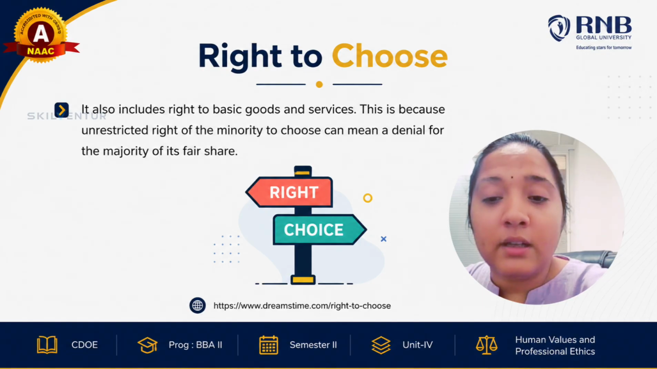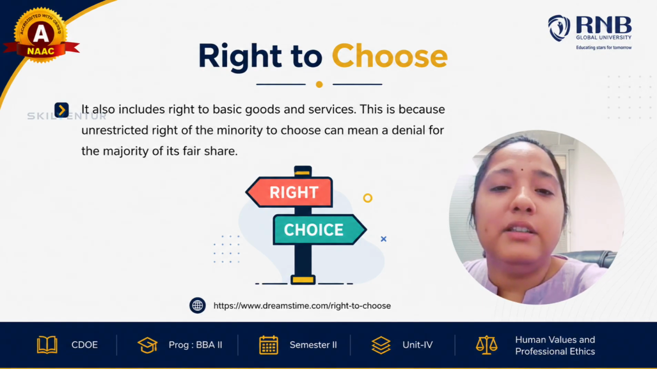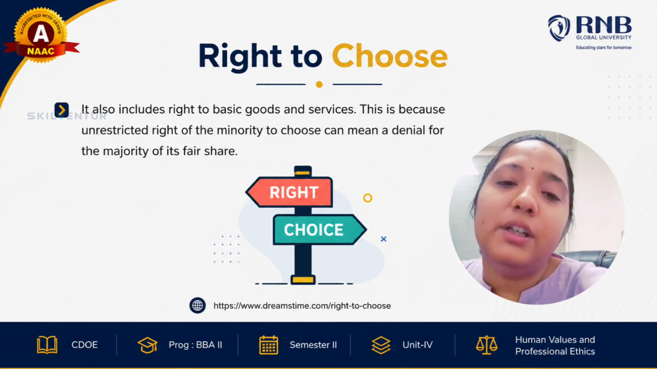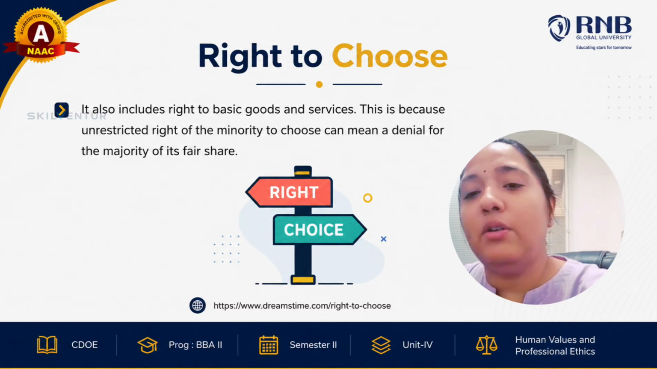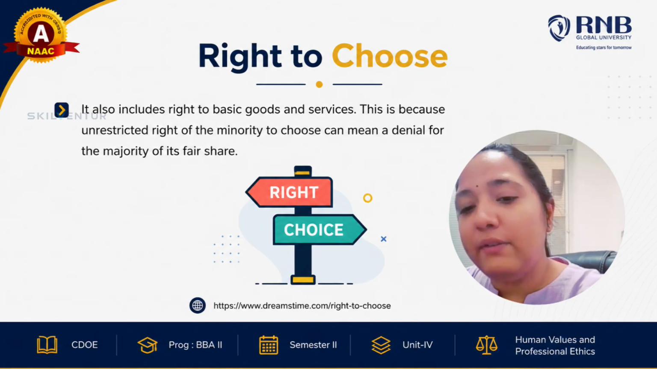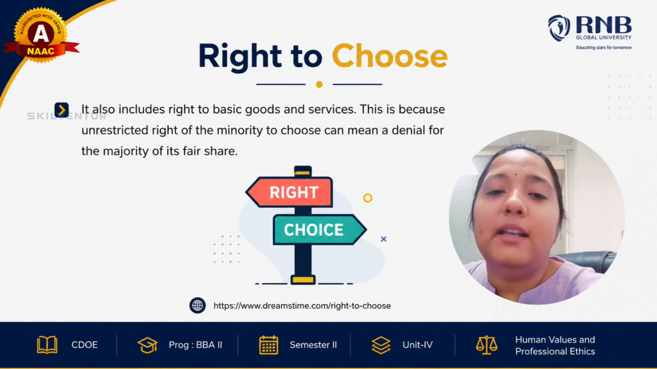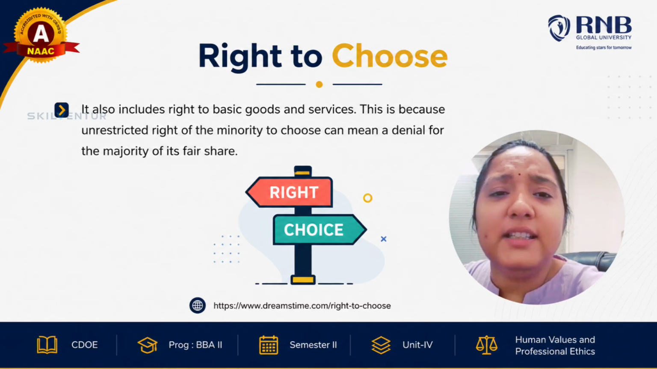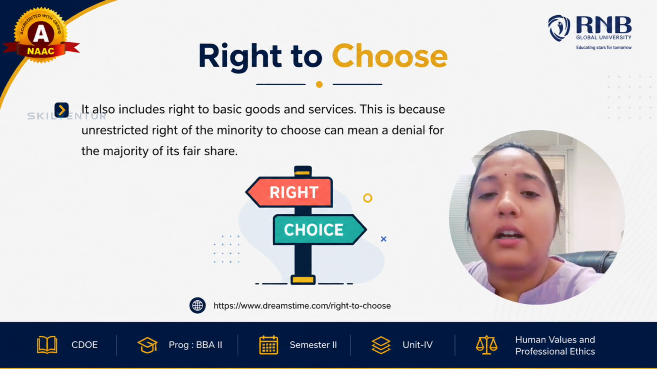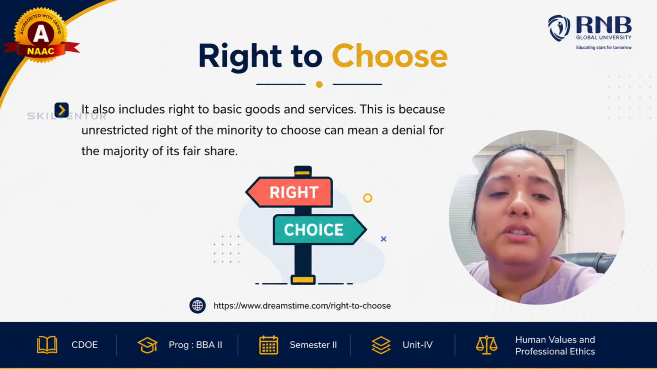And the reason behind this is very important. If complete and unrestricted choice is given only to a small group of people, it may lead to inequality. So in such cases, a minority might consume more resources while the majority may be deprived of basic needs. Therefore, this right aims to maintain balance and fairness in the market, and it promotes a system where goods and services are distributed in a way that benefits society as a whole, not just a few individuals.